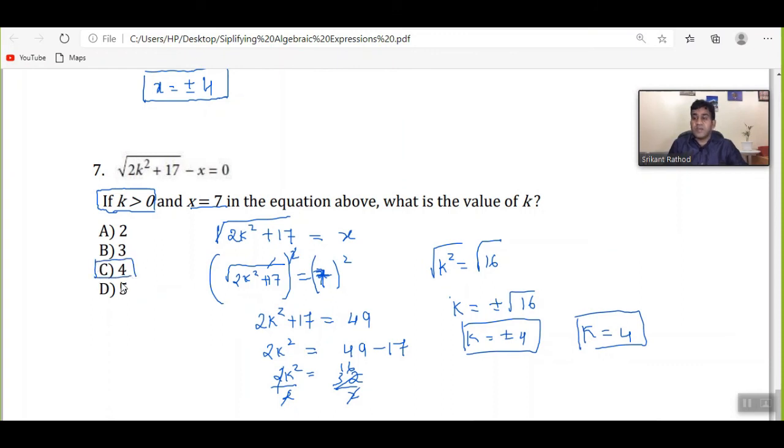So this is how you get a type of question based on a simple algebraic expression. In the next video, I'll be discussing more complex equations, like equations with one variable, two variables, and distributive properties. All of those are going to be discussed in the next class.